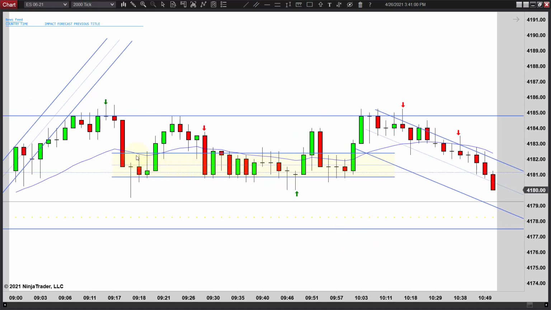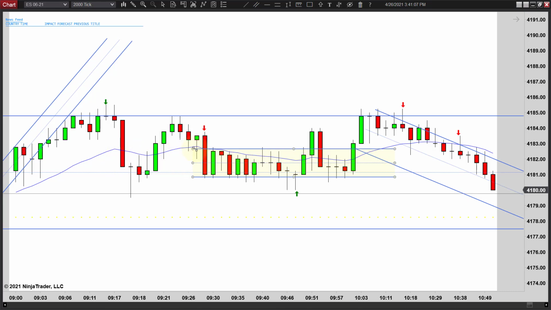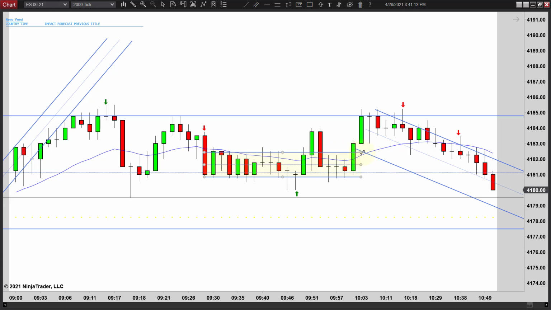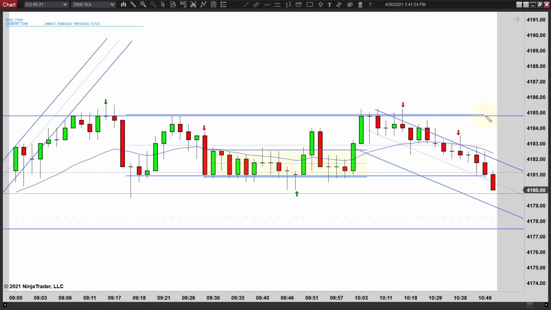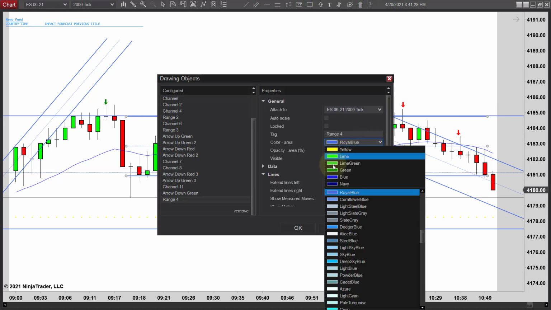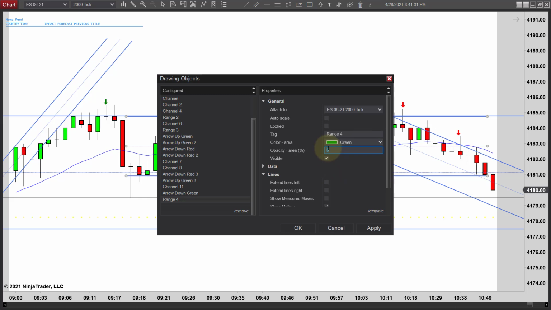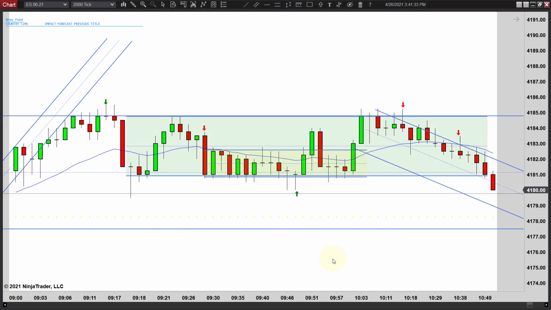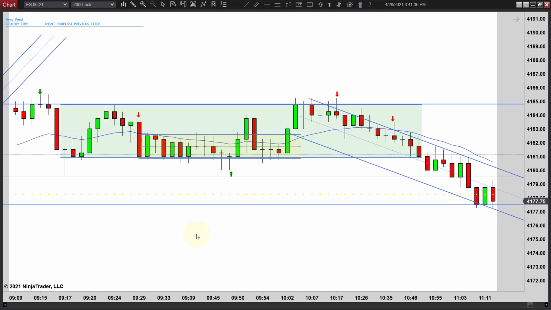In the end, I use the yellow range, but really I think the yellow was just for this part right here. I think you would have been better off playing this like so, maybe even like this. And then looking at this other as a little bigger channel here, like so. We'll just make that one maybe green. So that's what I saw basically. And we're just chopping around.